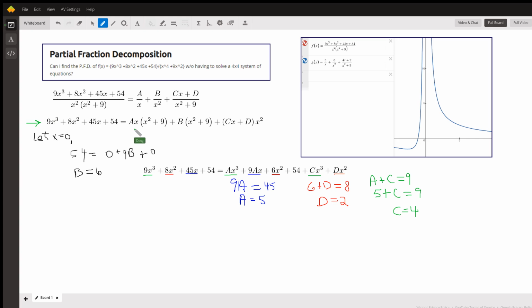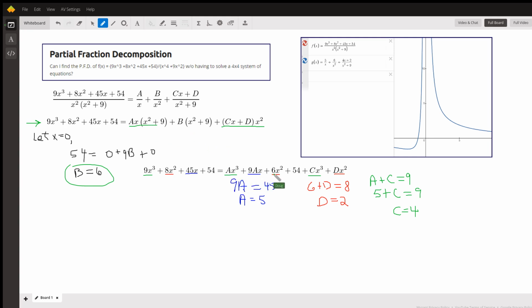But before I do that, I notice that if I let x equal 0, I can solve for b right away, because when x is 0, these two terms have a value of 0, and I get 54 equals 9b, so b equals 6. So that's the only variable that I can solve for by letting x equal some number, because there's a number that's in some of these other terms to a value of 0.